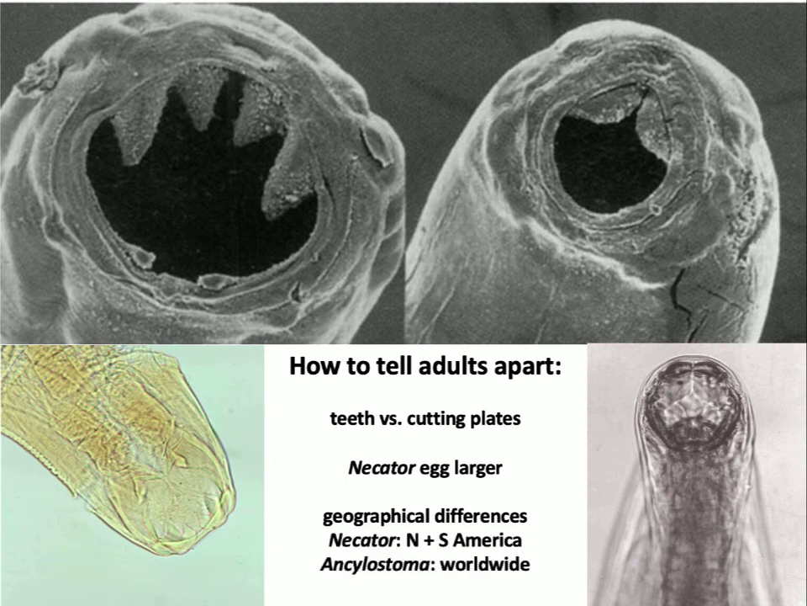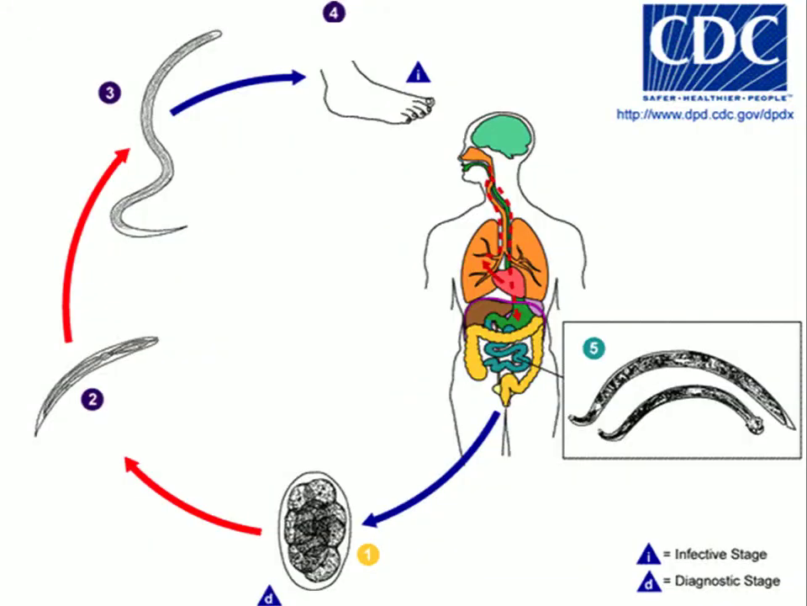So Necator tends to be North and South America, whereas Ancylostoma is a little bit more ubiquitous. So, I mean, not super, super helpful, but how we get these is kind of unique. It should sort of remind you of the schistosomes a little bit. You will have the eggs, or the larvae, penetrating the skin. That's going to infect the human.